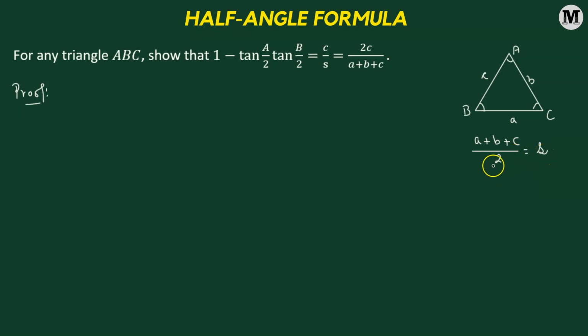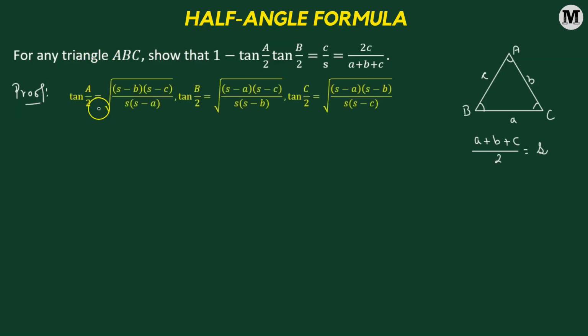Now, we also need to specify the formulas that we'll be using here. So here we have tan(A/2) and tan(B/2). These are the half angle formulas. So tan(A/2) is given by the square root of (s minus b) times (s minus c) divided by s times (s minus a). Similarly, we have tan(B/2) and tan(C/2). So let's start our proof from the first expression.